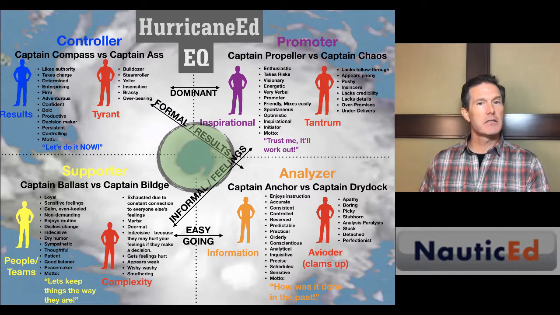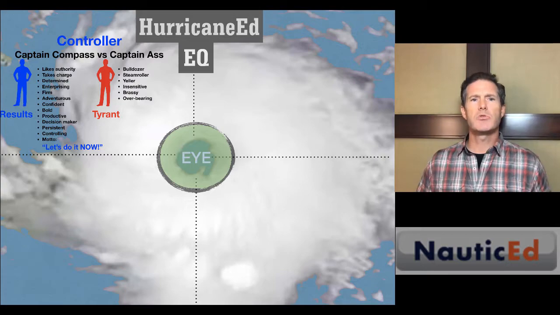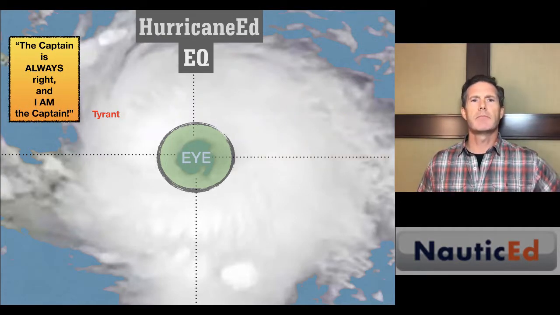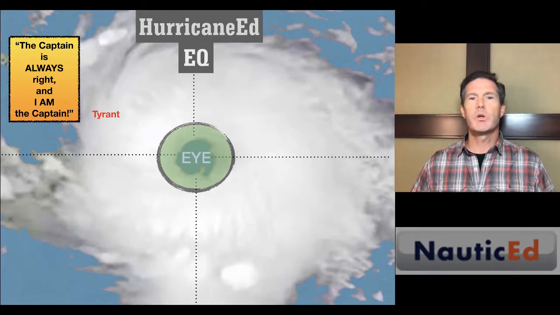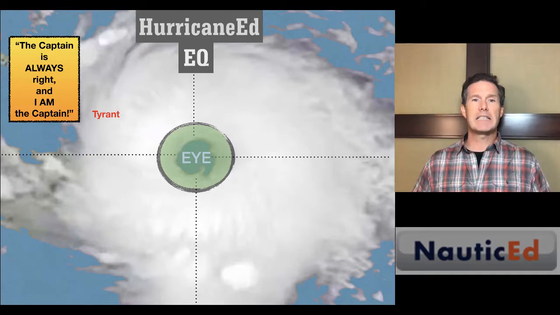Next, what's in the middle of the hurricane? That's the eye. The eye of the hurricane. Let's remove everything away. The hurricane shows up. You've got a crew member that's acting like a tyrant. The captain is always right, and I am the captain. Maybe this happens between a husband and a wife, between a boss and a coworker, between 2 coworkers, between a boss and an employee. Someone's acting like a tyrant. They want to be in charge.